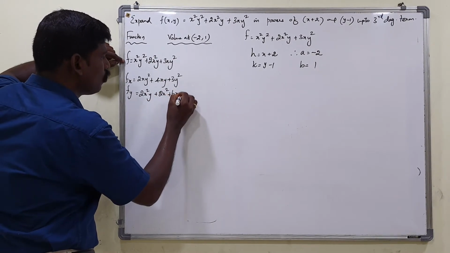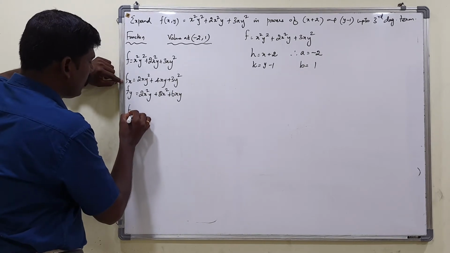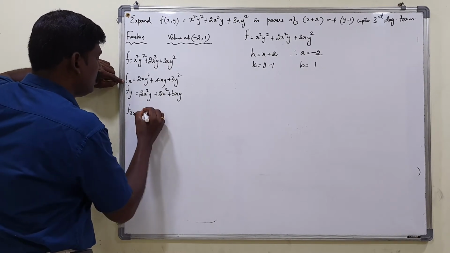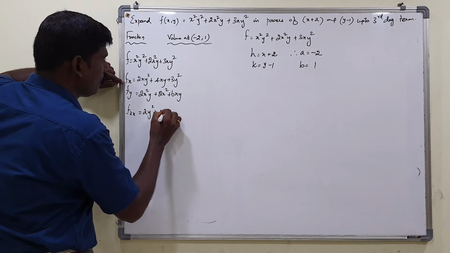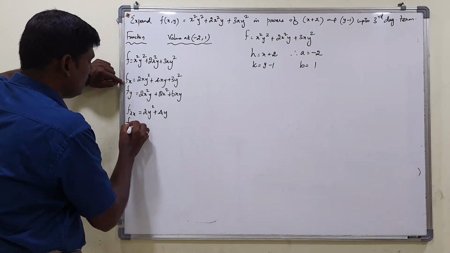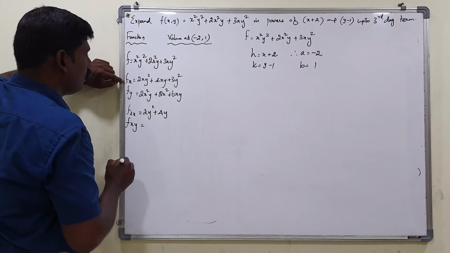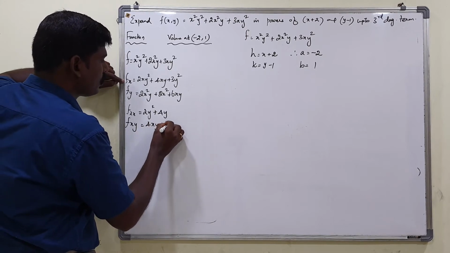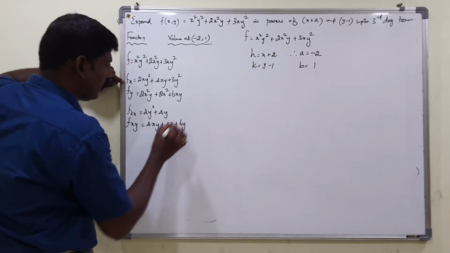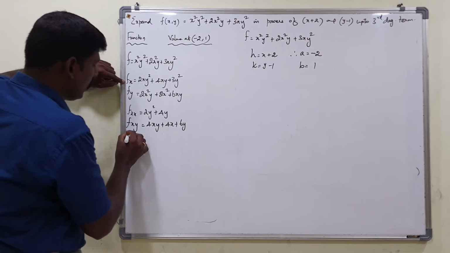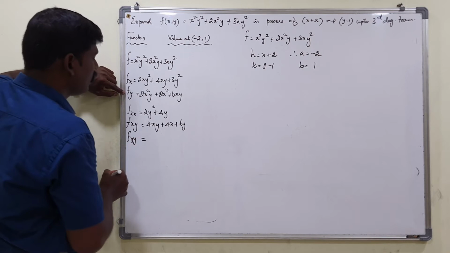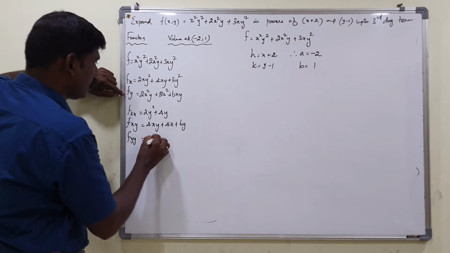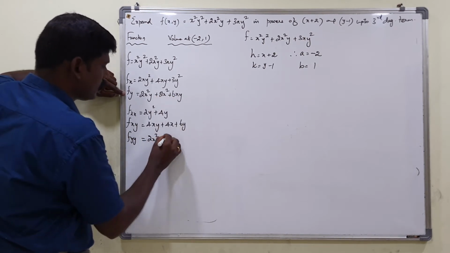So 6xy. And then f double x. So differentiate fx once again with respect to x partially. So 2y square plus 4y. That's all. The third term becomes 0. fxy. Differentiate fx with respect to y partially. So this becomes 2y. So 4xy plus 4x plus 6y, isn't it? And then f double y. What is f double y? fy with respect to y once again. So 2x square becomes 0, plus 6x.